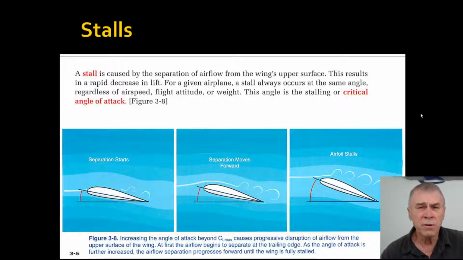For any given or particular airplane, a stall always occurs at the same angle, regardless of airspeed, flight attitude, or weight. This angle is the stalling or the critical angle of attack.